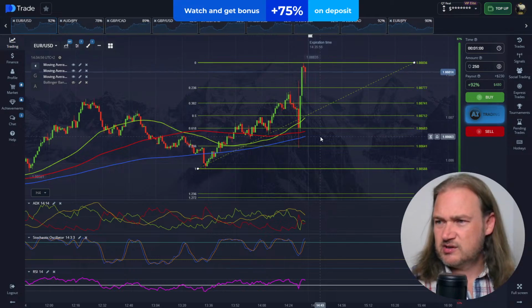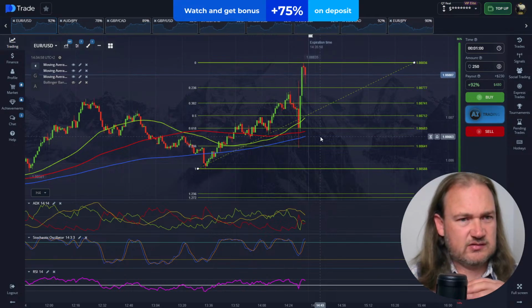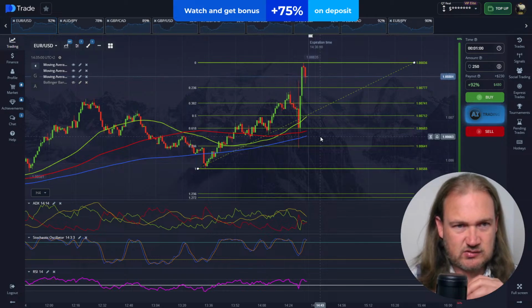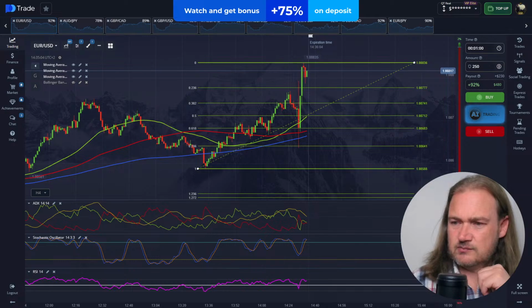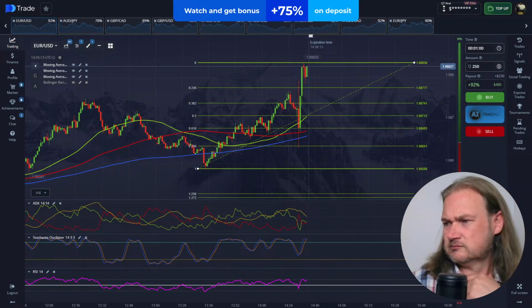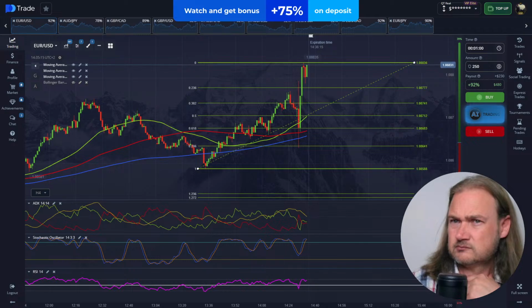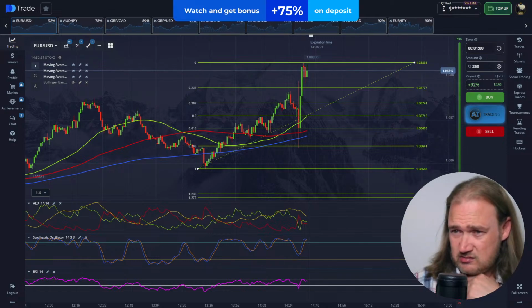I expect we're going to be seeing a little bit of volatility for a few minutes now, until the market settles. I wonder what the figures were. Let's have a look at the figures quickly. Okay, so unemployment claims were lower, good for the dollar.